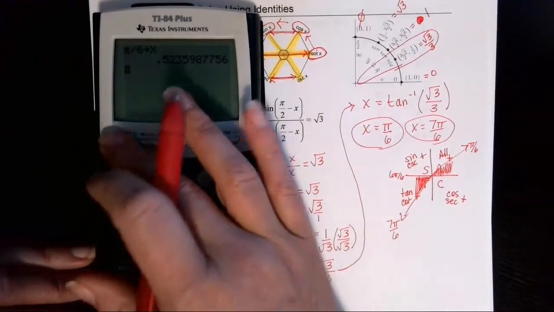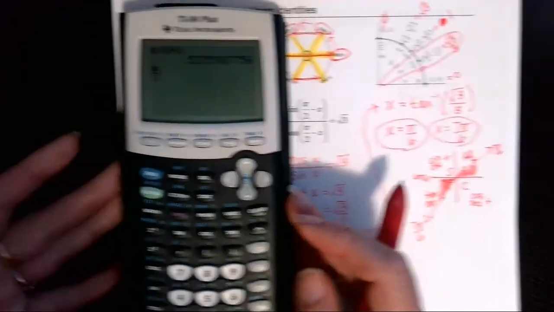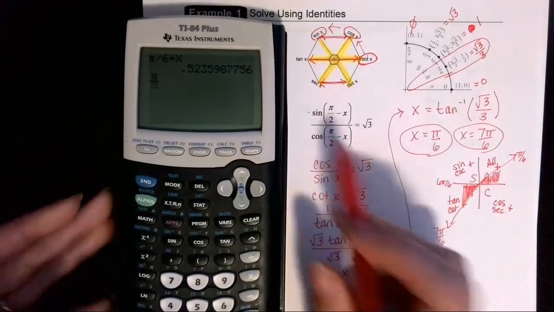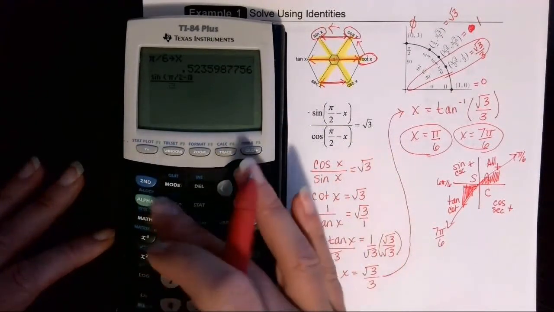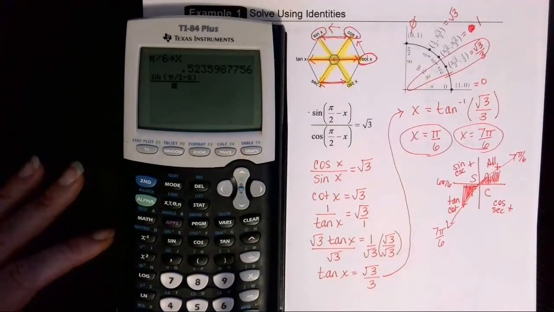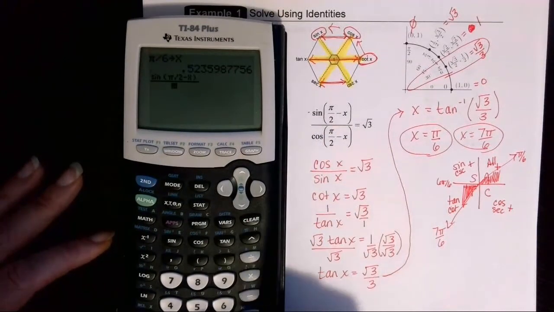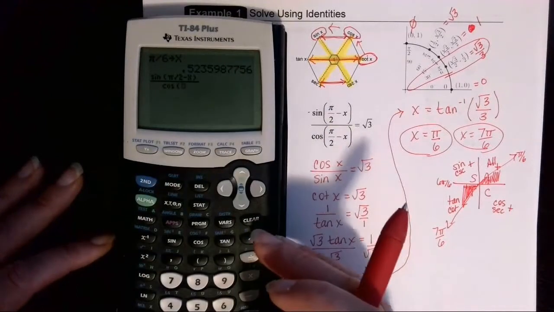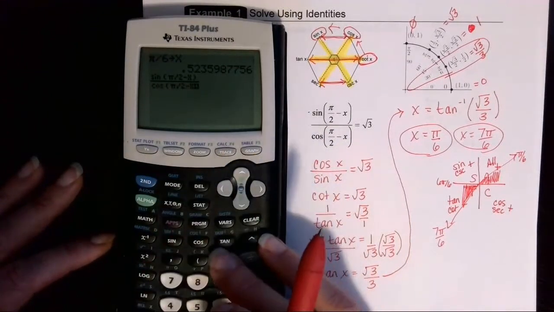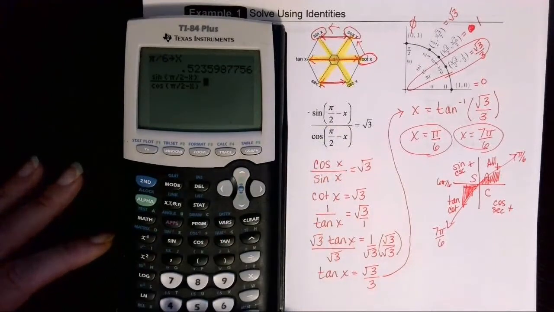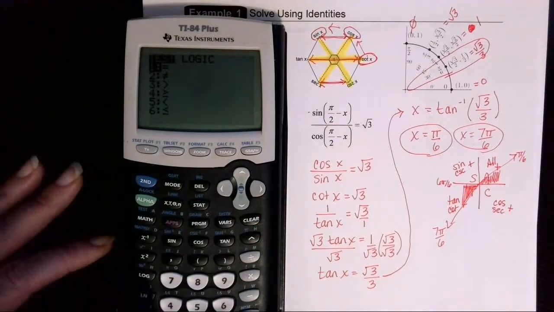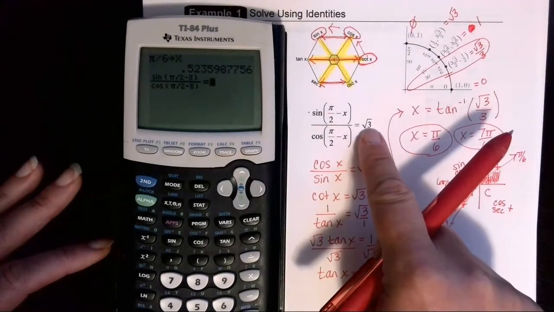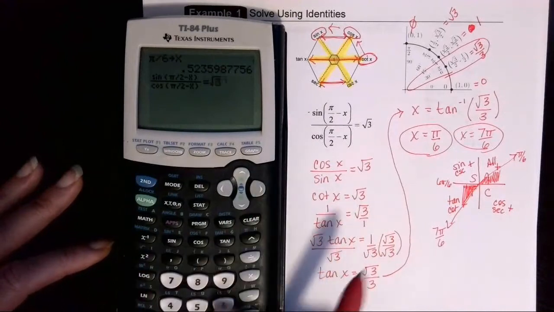Now we're going to go ahead and put in the numerator our original problem, which was the sine of pi over 2 minus x. Then in the denominator, we're going to put, from our original equation, the cosine of pi over 2 minus x. And then to get the equals, we press second math, where we see the test menu up above there, and number 1 is the equals button.